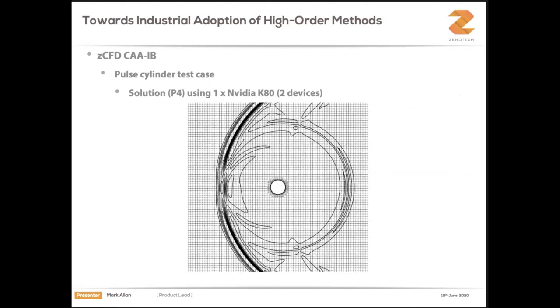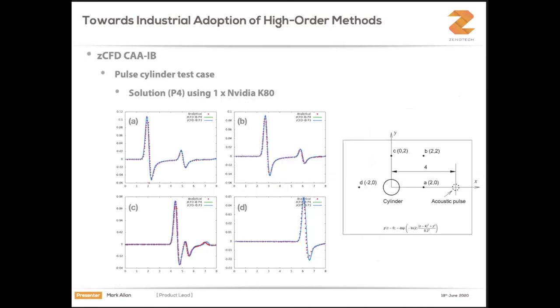Just to give an idea of the result, we have this scattered pressure field, and this is run using P4 elements on a single NVIDIA K80. And so we can compare our results with the analytical results for this solution. And as you can see, the immersed boundary method that we used went back down to second order at the boundary, so although it was fourth order polynomials elsewhere, it was only second order accuracy at the boundary. Even still, we were able to get a fairly good prediction in comparison with the analytical result.